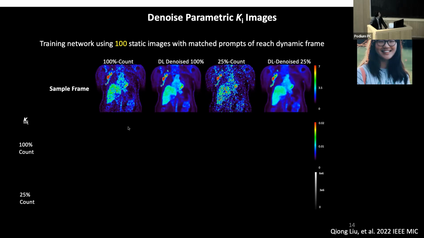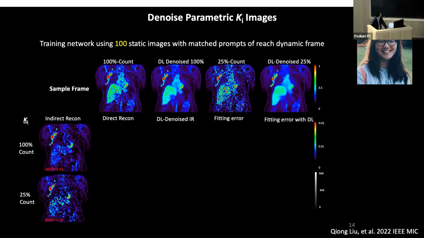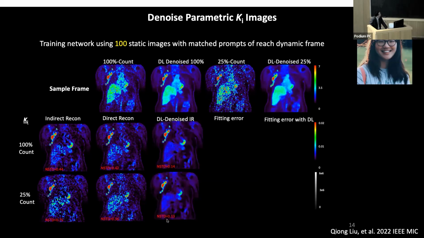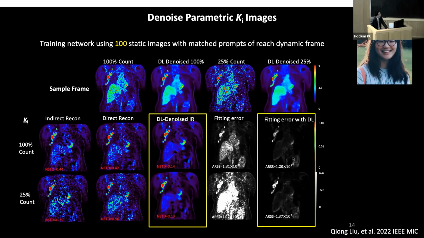Here is an example from Chung showing that if we have 100% or 25% individual dynamic frames, through tracer kinetic modeling, if it's 25%, compared to 100%, we have a little bit noisy indirect images through tracer kinetic modeling fitting voxel by voxel. And even direct parametric reconstruction reduces the noise a little bit, but not a lot. But if we pre-denoise each dynamic frame, and after that use the indirect approach for tracer kinetic modeling, we see dramatically reduced noise levels and also fitting errors. You can see our fitting errors are much lower with less noise using this approach for individual dynamic frames.